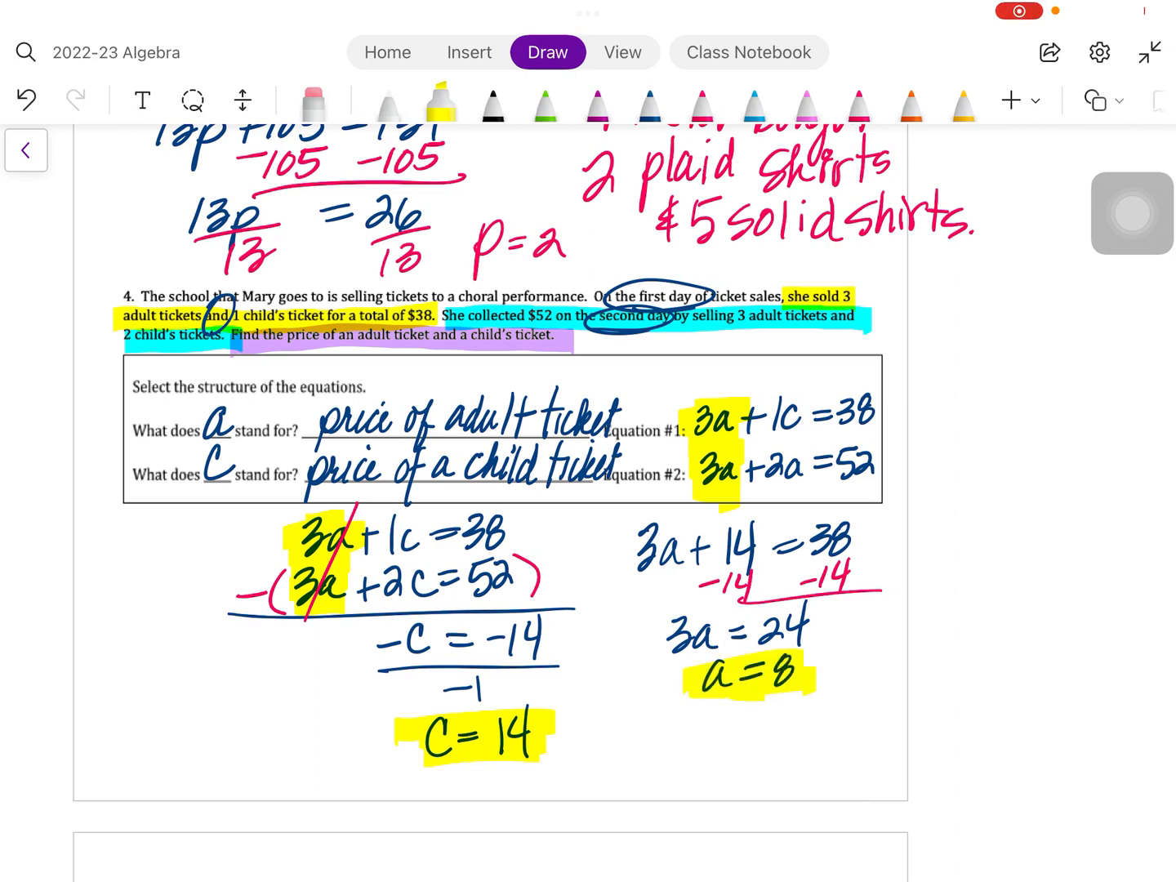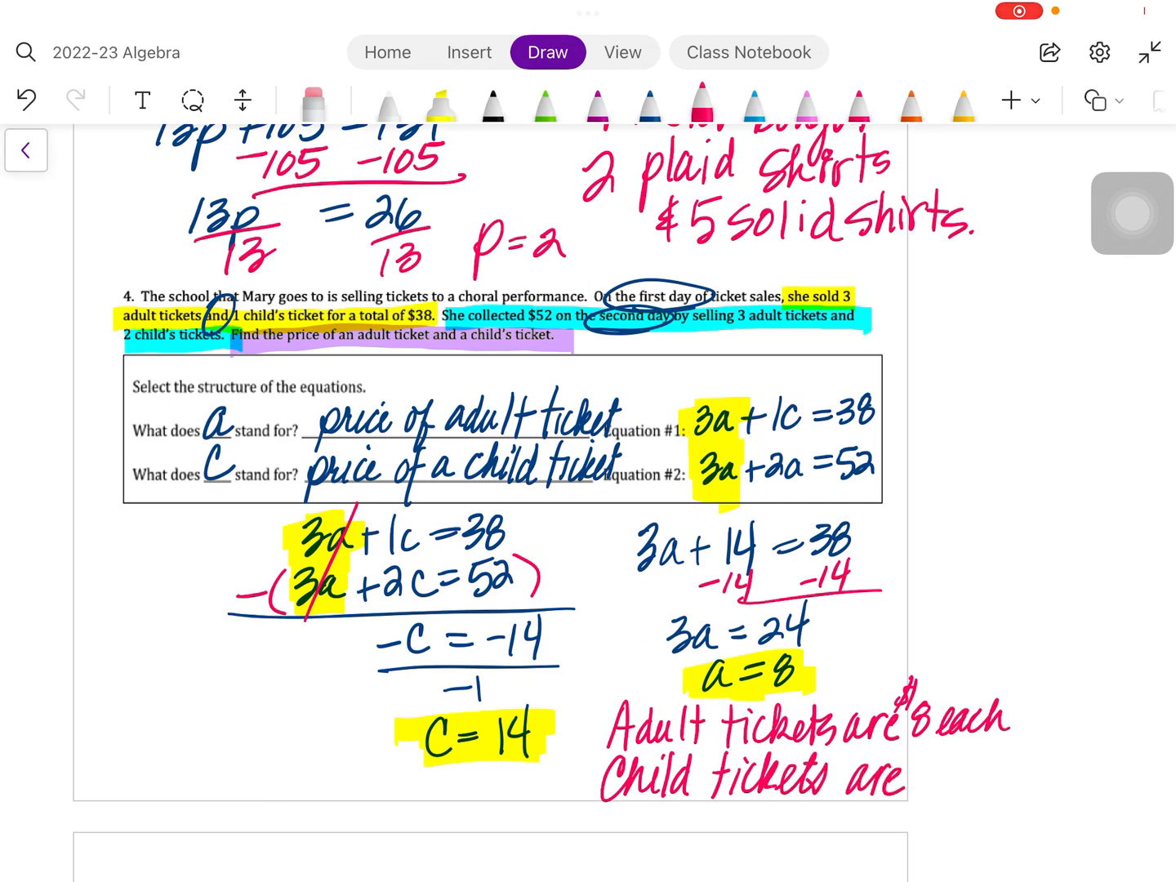Okay, so that means, and again, writing my answer, clearly stating my answer, adult tickets are $8 each. Child tickets are $14 each.